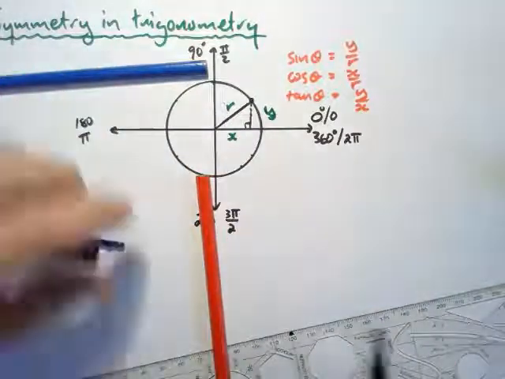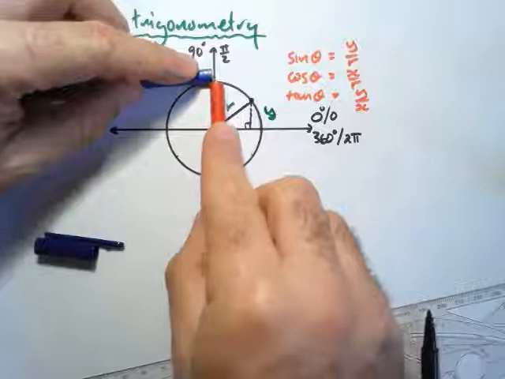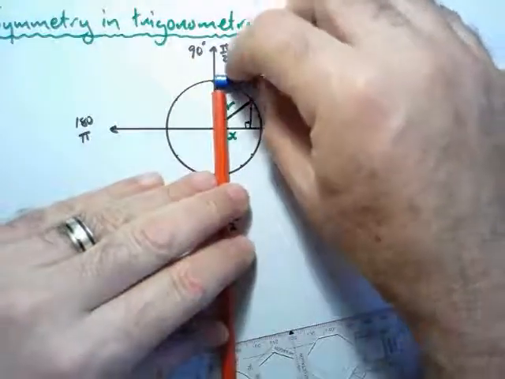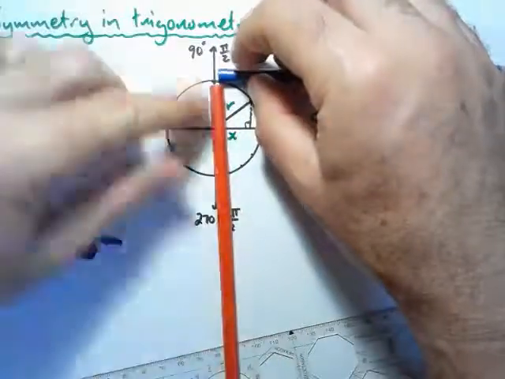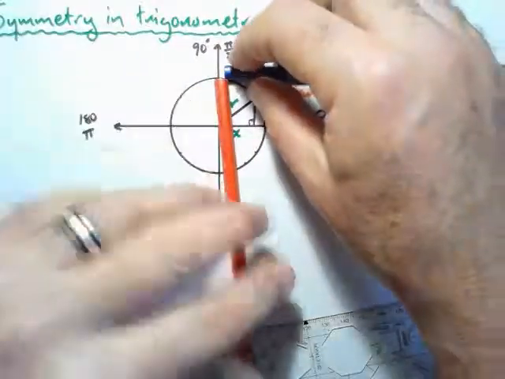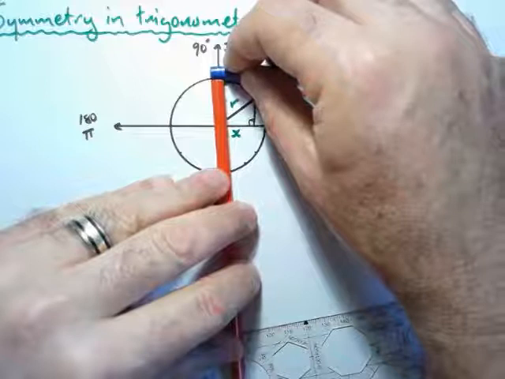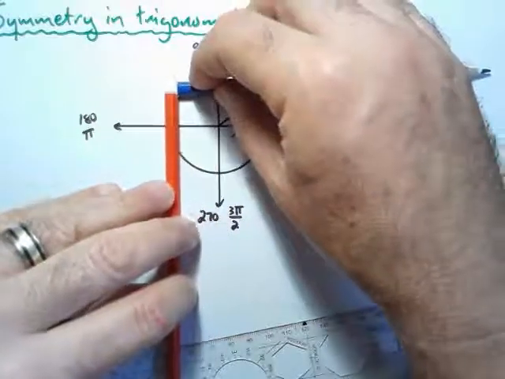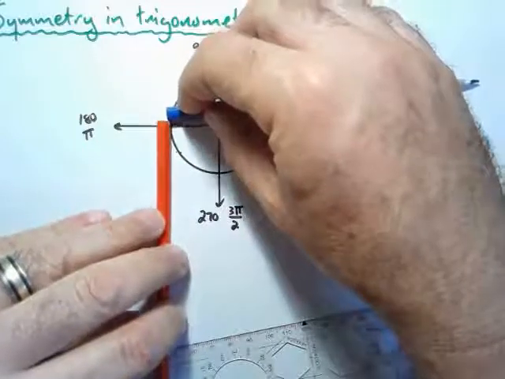Now, as I come back, this triangle, so I actually have to turn this around now, this y value will start to get smaller again, and my x value will get bigger and bigger and bigger until I'm down here.